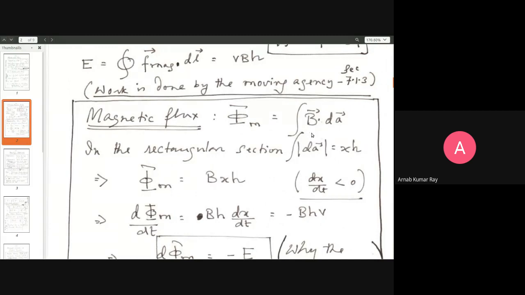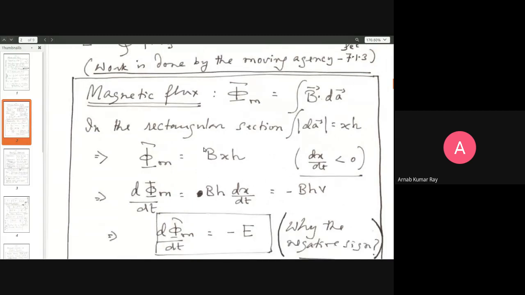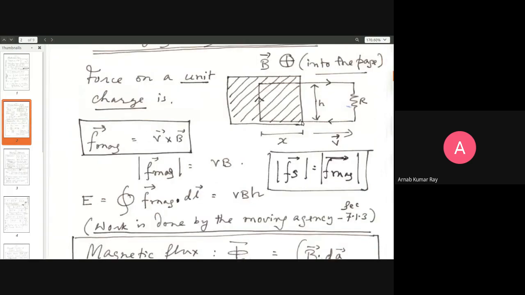When I'm saying change, you follow carefully. The magnetic field is not changing in its value, but the magnetic flux is changing. Why? Because the area is changing. You see, x is reducing. If x is reducing, the area is changing, and therefore the magnetic flux is changing. What is flux? Flux is the total vector field passing through a certain area.